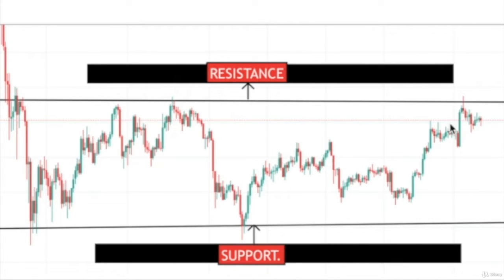Same goes for the support. If the support is broken, it means it has turned into resistance. The price will break now this zone to make this a support. This was a hypothetical example. Let's go to live charts and find some support and resistance on multiple pairs.